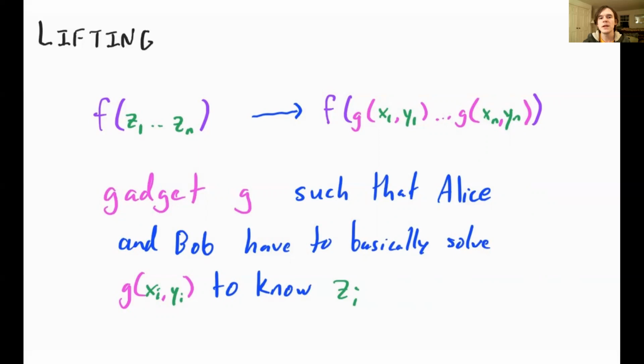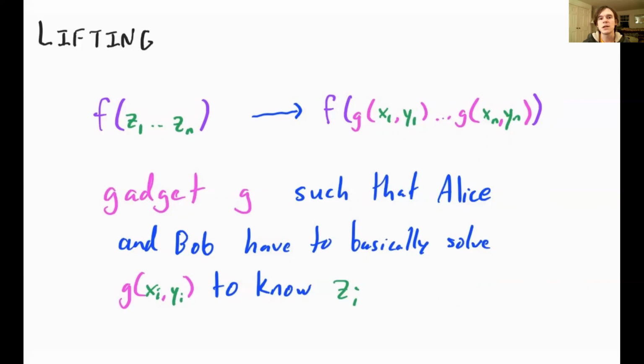And again, we want to pick this gadget g such that if Alice and Bob want to know anything about z_i, they're basically going to have to solve g. And in particular, since these inputs are disjoint, we're going to hope that they basically have to solve the g's one at a time. So some natural examples that might help us if we're trying to obfuscate things maximally would be like the parity function, right? So g is x_i parity y_i.